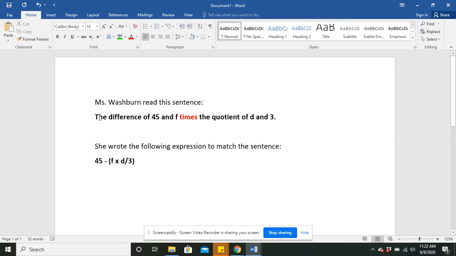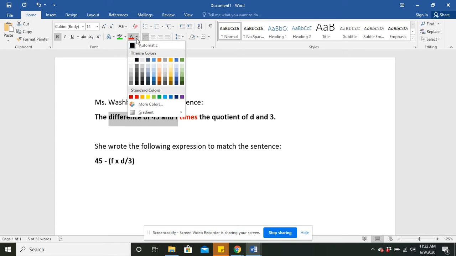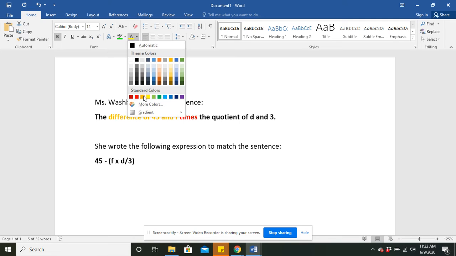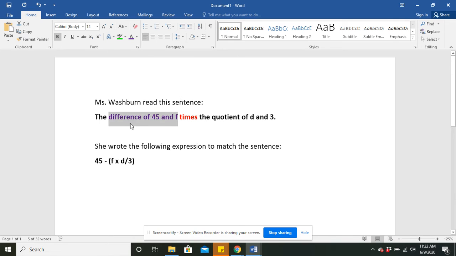I'm seeing that at the beginning of the sentence, it says the difference of 45 and F. So that's telling me about an actual amount or group. I know that the word difference is a noun, not an action. And so that's a clue to me that this is an actual group.